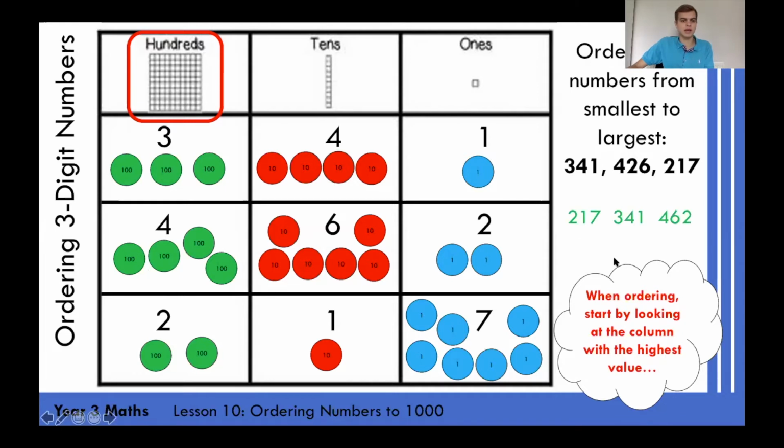So let's put them in the right order. Here we've got 217 as our smallest number. Then we go to 341 because this one's got 300s. And then we go to our largest number because this one's got 400s. Fantastic. So 217 is the smallest, then it's 341, and then it's 462. Well done if you got that.